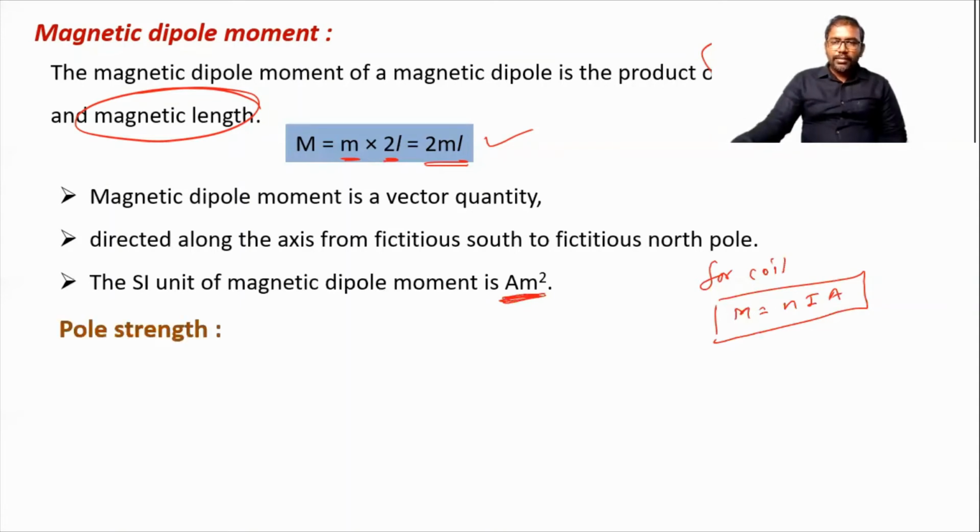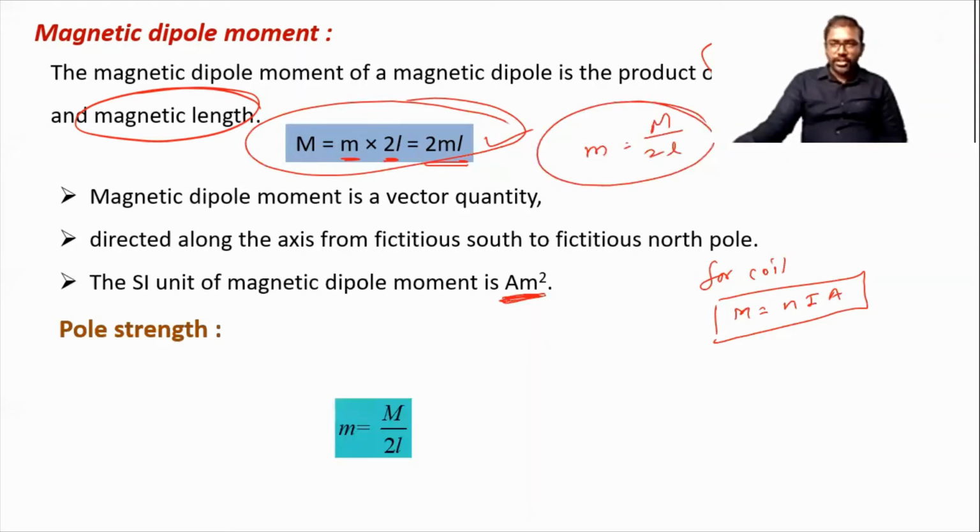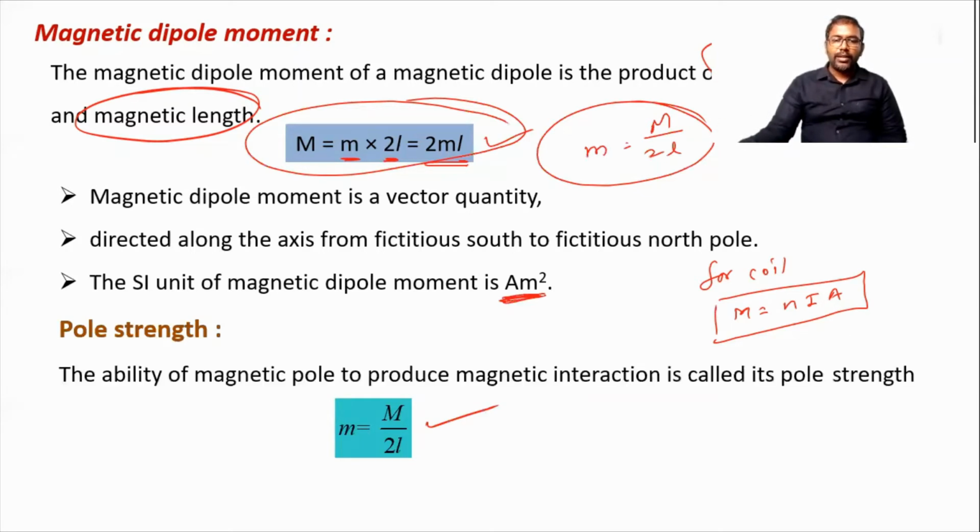Similarly, we can define pole strength by using the same formula. The same formula is capital M equals 2ml, so small m is equal to capital M upon 2l. By using that also you can define pole strength. Here capital M is the magnetic dipole moment and 2L is the magnetic length. The ratio of these two is the pole strength.